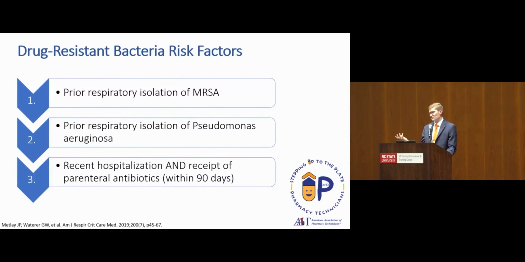We need to consider if a patient has any risk factors for drug-resistant bacteria, and if so, we may want to tailor our therapy appropriately. If you've previously cultured respiratory MRSA, methicillin-resistant Staph aureus, or Pseudomonas aeruginosa, you're going to want to cover those pathogens. Or if your patient's recently been hospitalized within the last 3 months and received antibiotics through an IV route, parenteral antibiotics specifically, then you would want to be a little bit concerned for drug-resistant bacteria, such as our Staph aureus and our Pseudomonas aeruginosa.